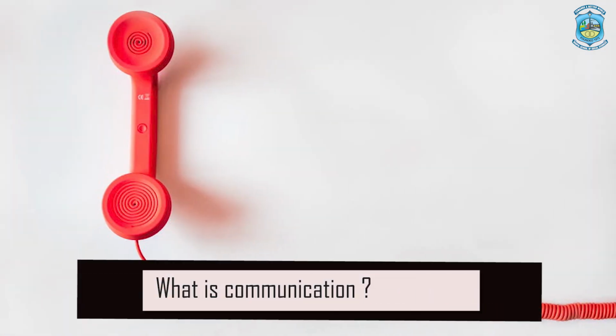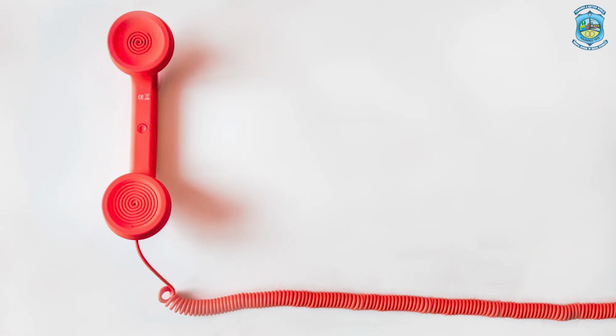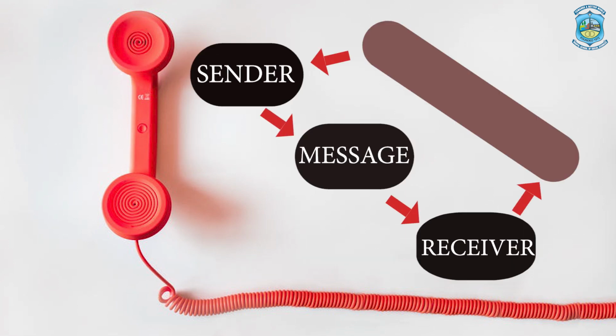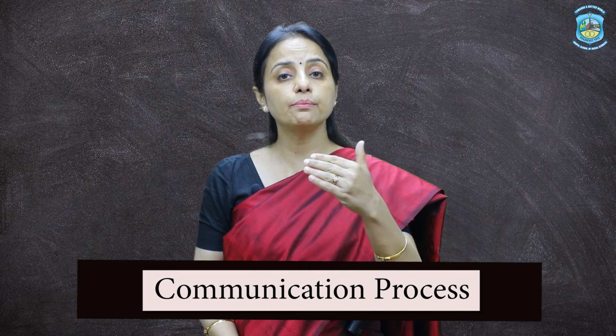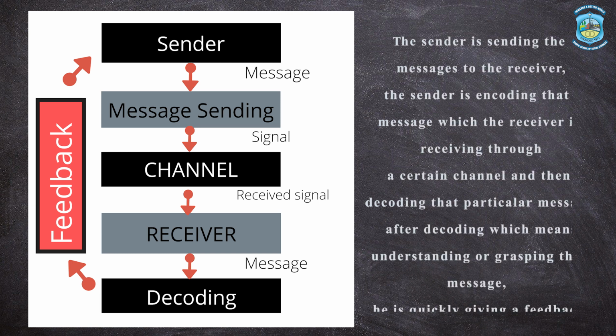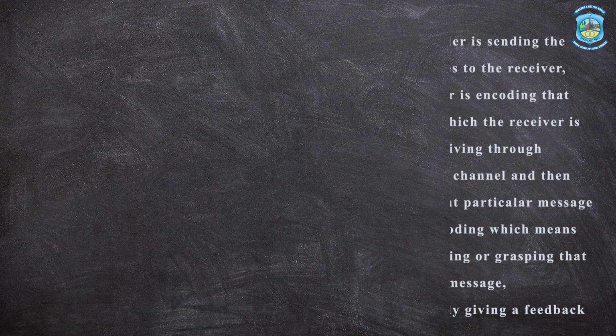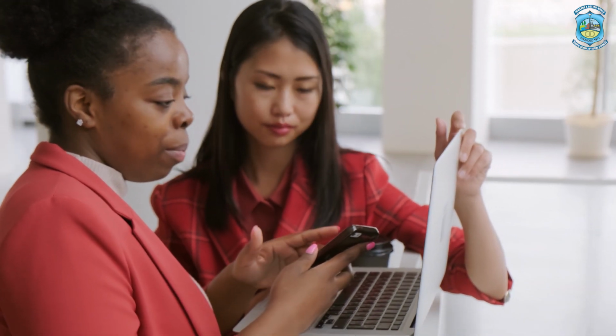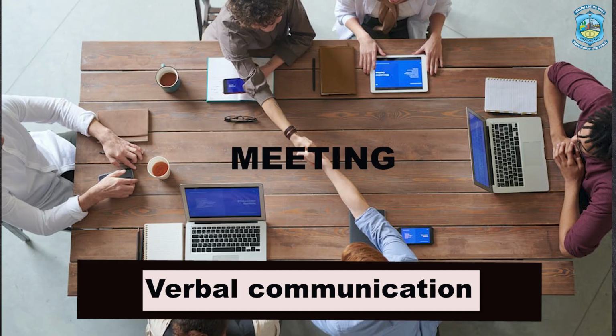First of all, what is communication? There are four essential elements: the sender, the message, the receiver, that is you, and the feedback, which is your response. Next we need to understand the communication process. The sender is sending the message to the receiver. The sender is encoding that message, which the receiver is receiving through a certain channel and then decoding. After decoding, which means understanding or grasping that message, he is quickly giving feedback. Feedback could be even just a nod from your side that you've understood what I'm trying to say. It could be non-verbal, or it could be verbal communication.